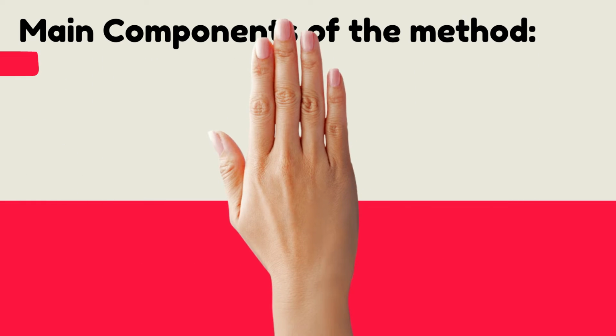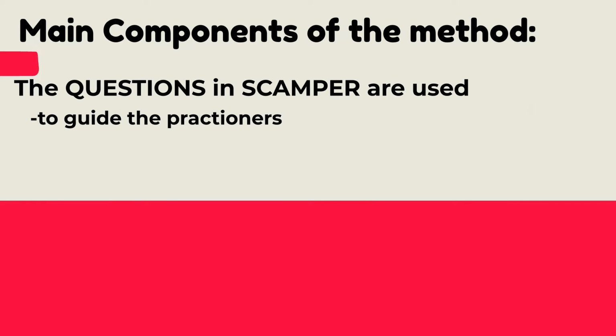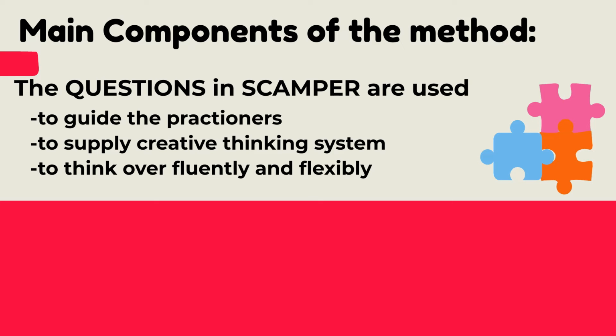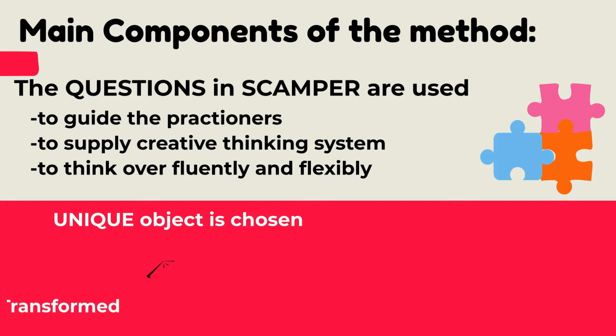Main components of the method. Scamper is the most convenient technique for students to use when they reach a dead end, or when they are about to steer away from the core of the subject. The questions used help to think fluently and flexibly, so that the questions supply a creative thinking system. Scamper is a series of thinking systems aimed at a specific object.